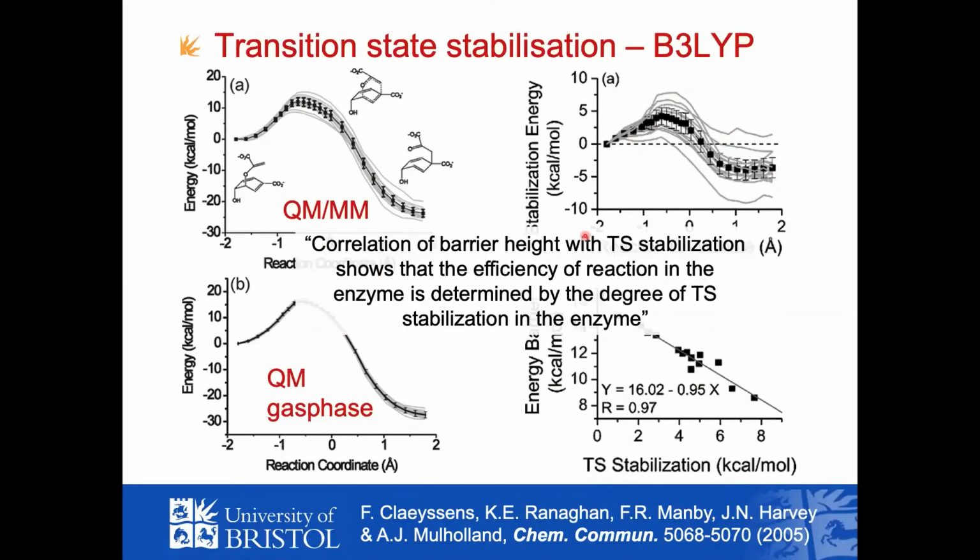So what they could conclude, and this was part of the debate that was then still more active about the action of enzymes, what we can help conclude here is that the efficiency of the reaction in the enzyme is determined by the degree of transition state stabilization in the enzyme. So transition state stabilization is what is really key. So an enzyme, ideally, most enzymes are optimized to best bind, to best accommodate the transition state.